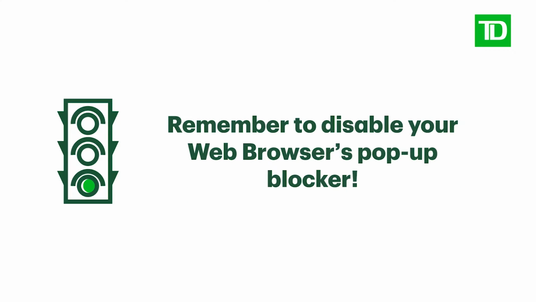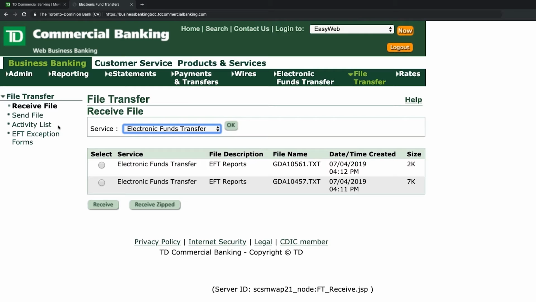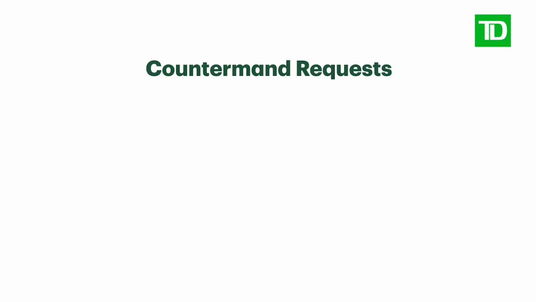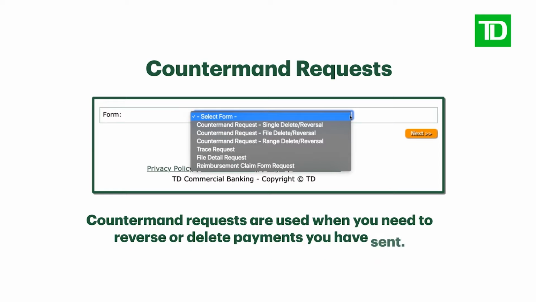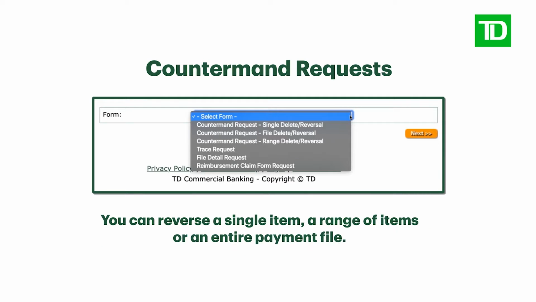Before you begin exception processing, double-check that you have disabled your web browser's pop-up blocker. Next, click File Transfer in the top menu. On the left navigation menu, click EFT Exception Forms. On the drop-down list, there are a number of forms to choose from, depending on what task you need to complete. The first three forms, called Countermand Request, are when you need to reverse or delete payments you have sent. You can reverse a single item, a range of items, or an entire file. For more information on the difference between these requests, refer to the EFT Customer Guide.